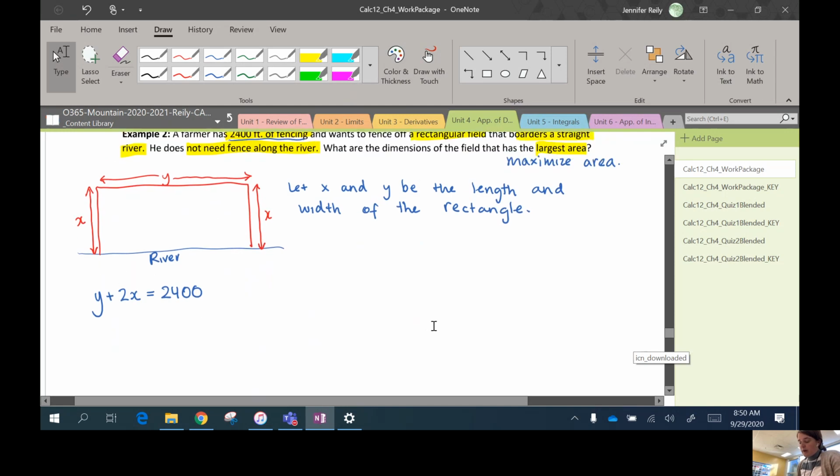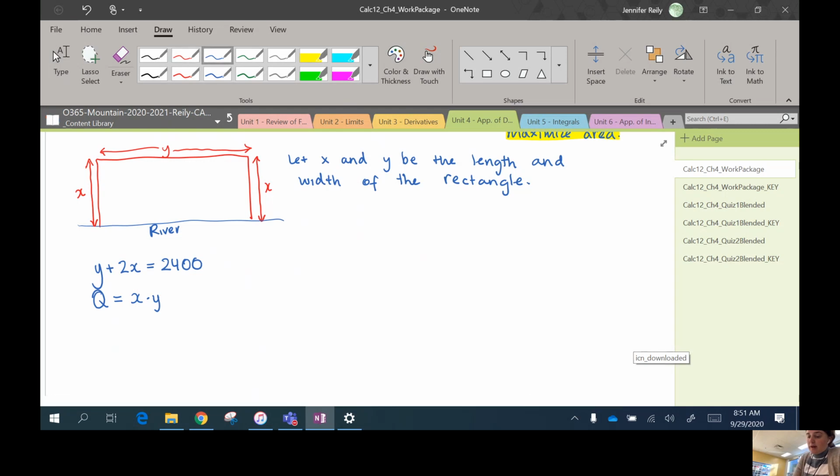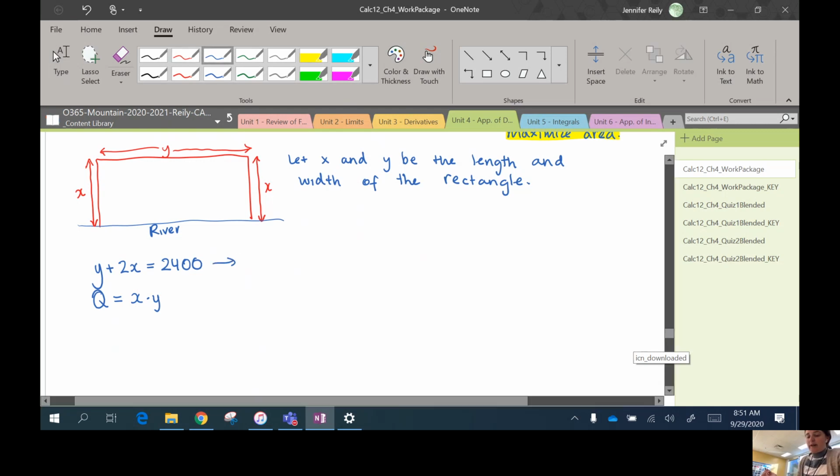Step 3, write an equation for the quantity we want to minimize or maximize. So in this case, we wanted to maximize the area. So for a rectangle, the area is length times width. So for us, it'd be X times Y. Okay, that's easy. And then step 4, we want to rewrite our first equation in terms of one of the variables so we can sub it in.